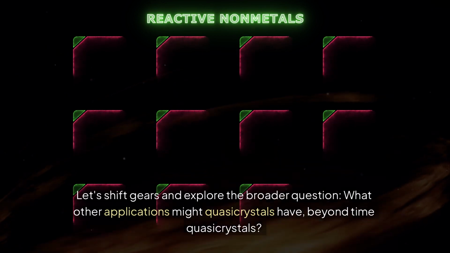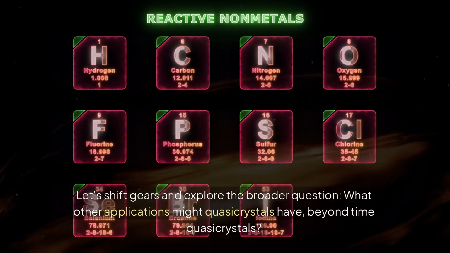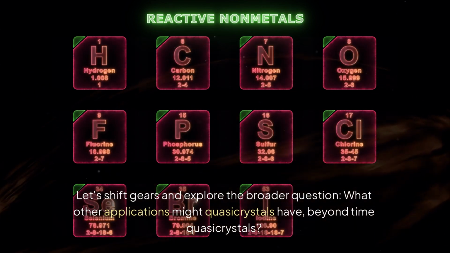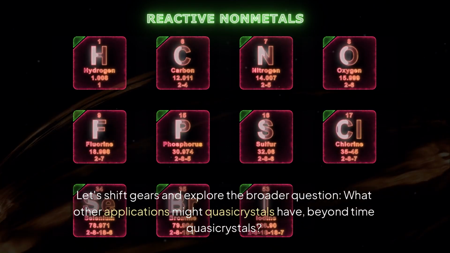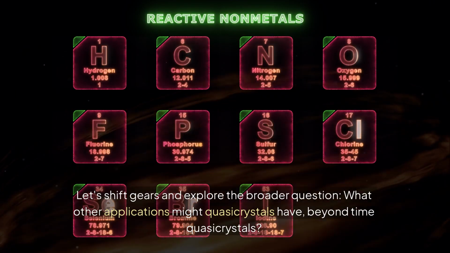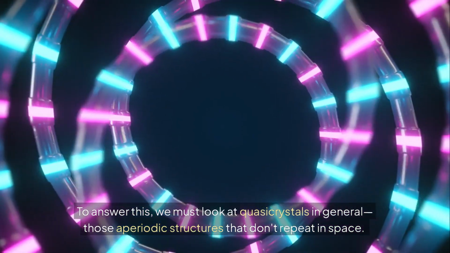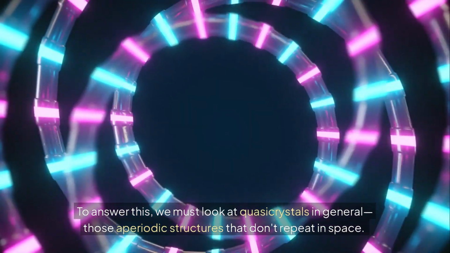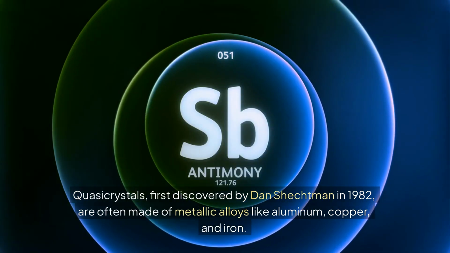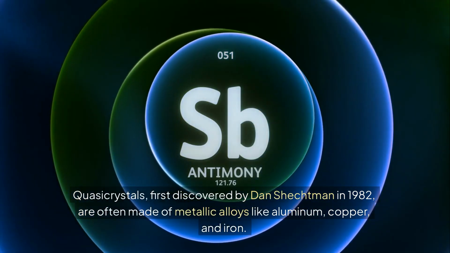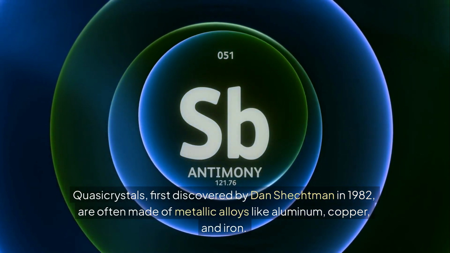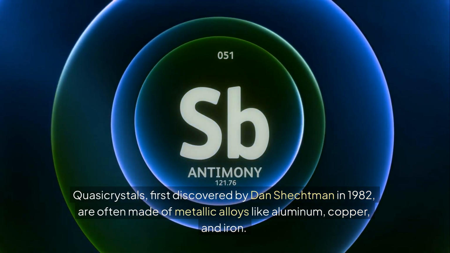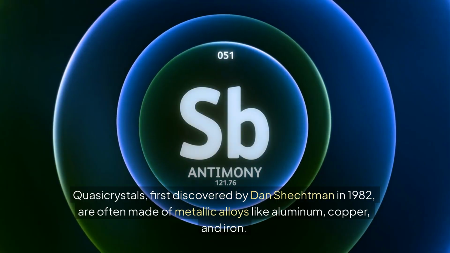Let's shift gears and explore the broader question: what other applications might quasicrystals have beyond time quasicrystals? To answer this, we must look at quasicrystals in general, those aperiodic structures that don't repeat in space. Quasicrystals, first discovered by Dan Shechtman in 1982, are often made of metallic alloys like aluminum, copper, and iron.